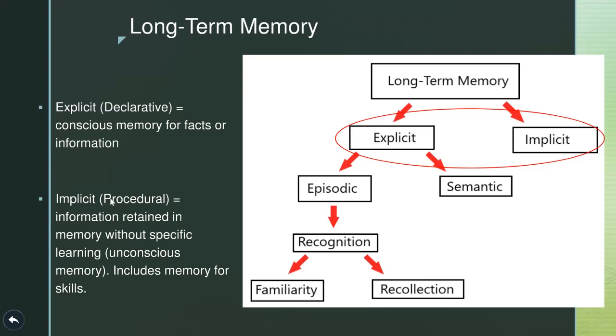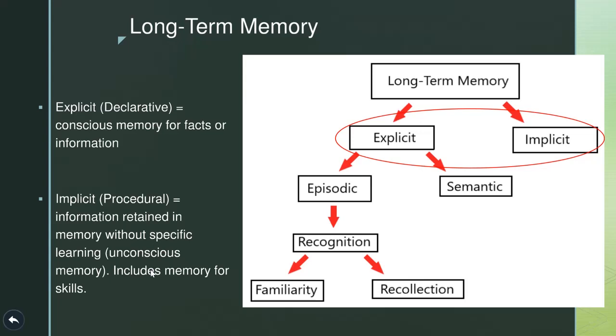But implicit memory, procedural memory, this is a little bit more difficult to define and observe, but it's information retained in memory without specific learning. So sometimes it's referred to as an unconscious memory system, and it includes memory for skill. So often skill learning is given as an example of implicit memory. You're reading Moonwalking with Einstein, and he talks about driving a car, riding a bike, or even the mirror tracing task that patient HM does could be considered a form of implicit memory.